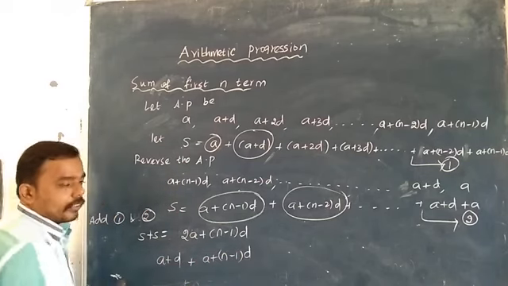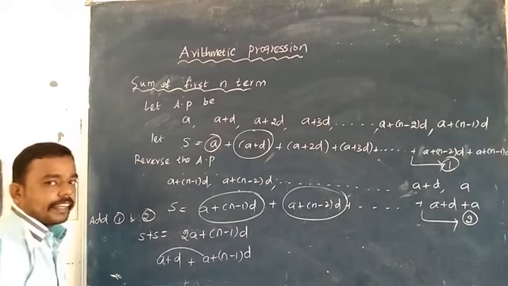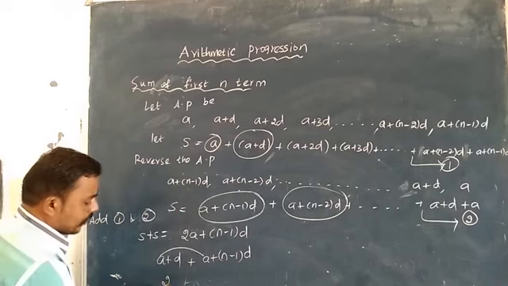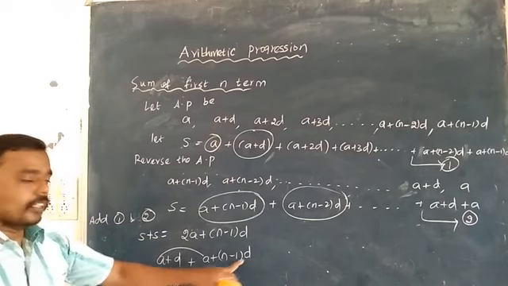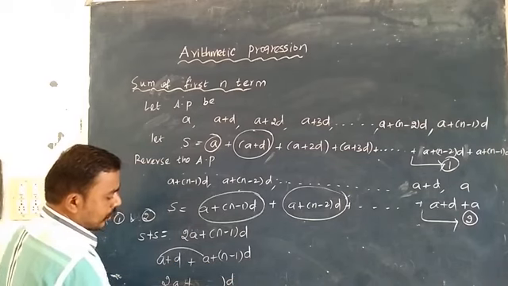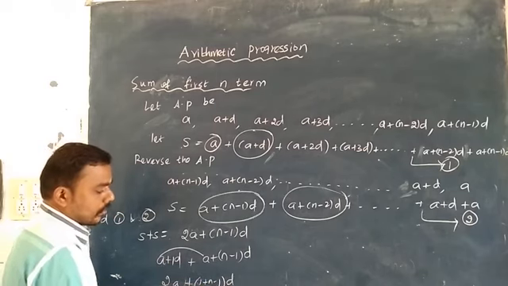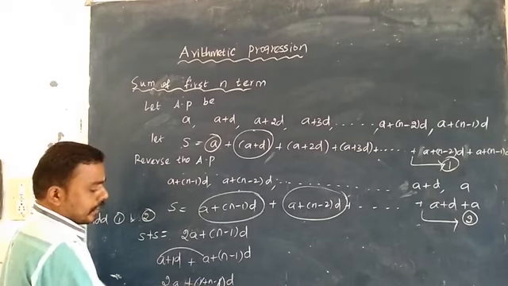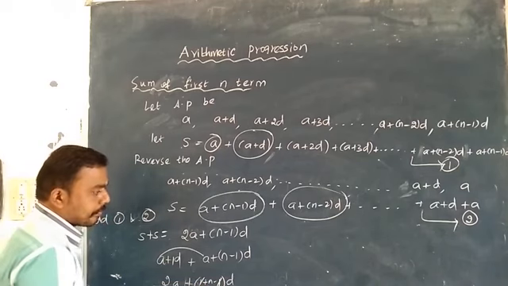Think about A plus D plus A plus (n minus 1) into D. This addition we need to write here. A and A we can write directly as 2A. D and (n minus 1) into D: D is common. Then what do we need to write here? You have 1, so 1 plus (n minus 1). Common D, you can cancel D. So 2A plus n into D.